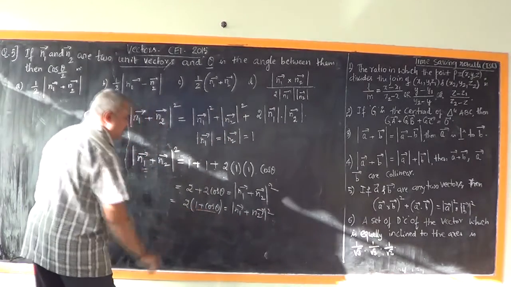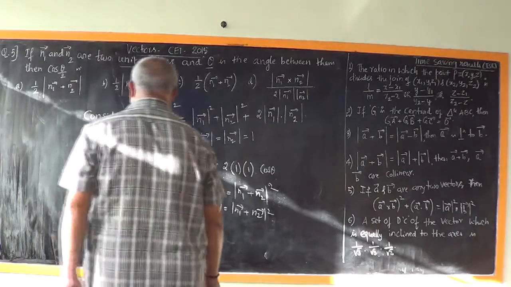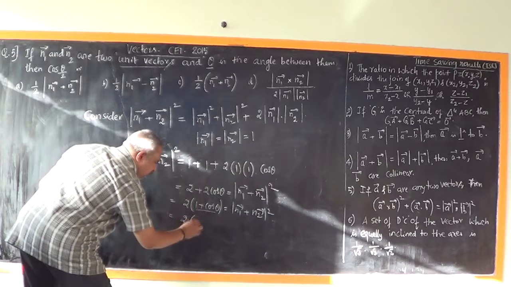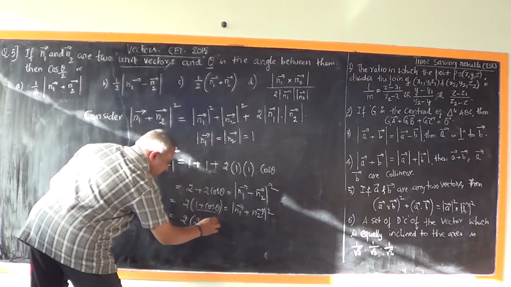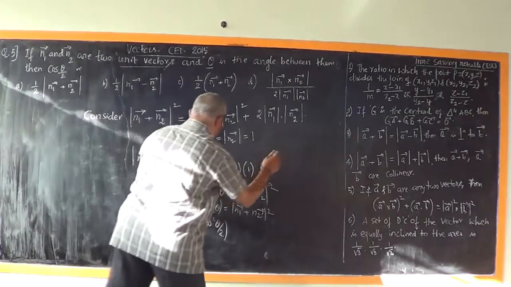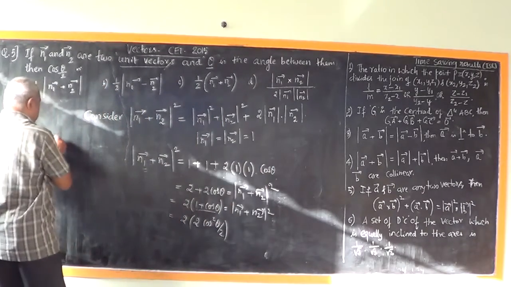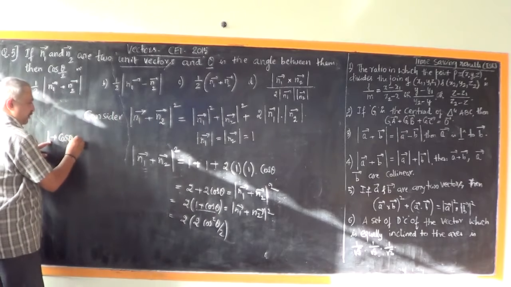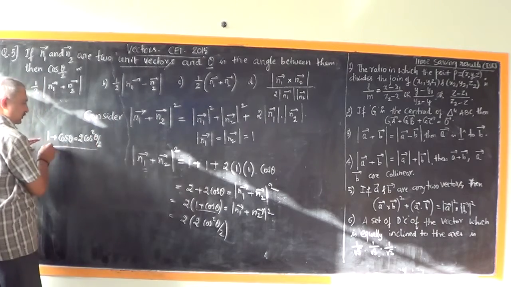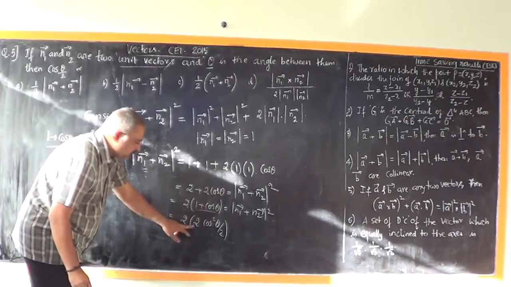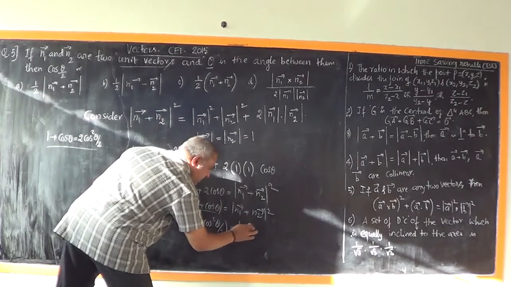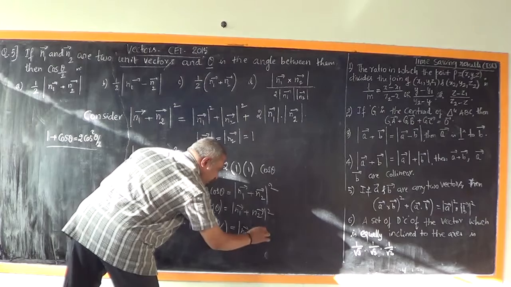And now use the formula for 1 plus cos theta. We know that 1 plus cos theta is 2 cos square theta by 2. So this is 2 into 2 cos square theta by 2. Why? Because the value of 1 plus cos theta, we all know, is 2 cos square theta by 2. So substituting for 1 plus cos theta as 2 cos square theta by 2, this is equal to the magnitude of vector n1 plus vector n2 whole square.